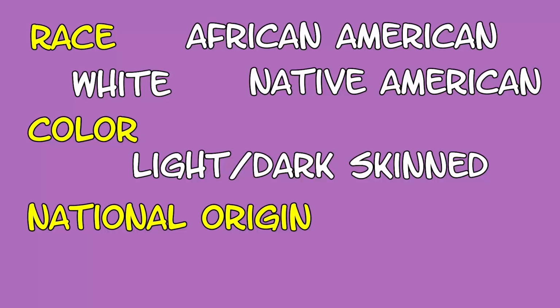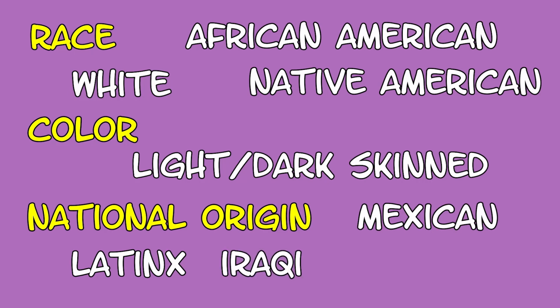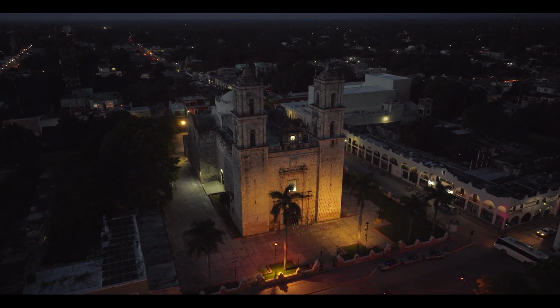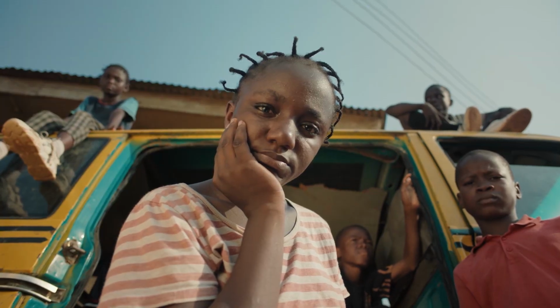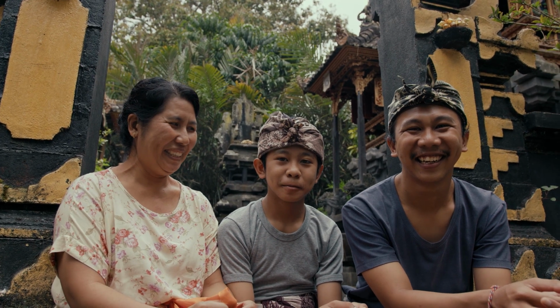National origin discrimination is discrimination based on an individual's or ancestors' place of origin. Examples of national origins include Latinx, Mexican, Iraqi, and Japanese. Because of these protected characteristics, employers cannot discriminate based on birthplace, ancestry, culture, or linguistic characteristics closely associated with an ethnic group.